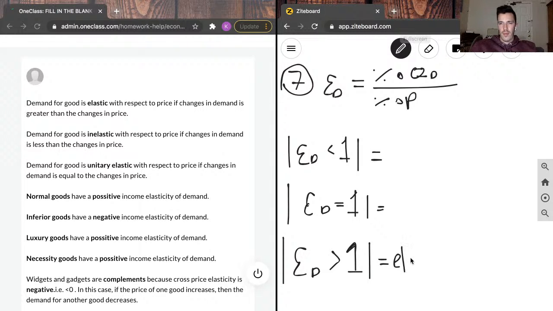If it's greater than 1, we see that it's elastic. That means that the numerator, when there's a change in price, the numerator changes more than the denominator. So you're responsive to it. Unit elastic, the numerator and denominator will change the same amount. So your change in demand to a price change is going to move proportionally.